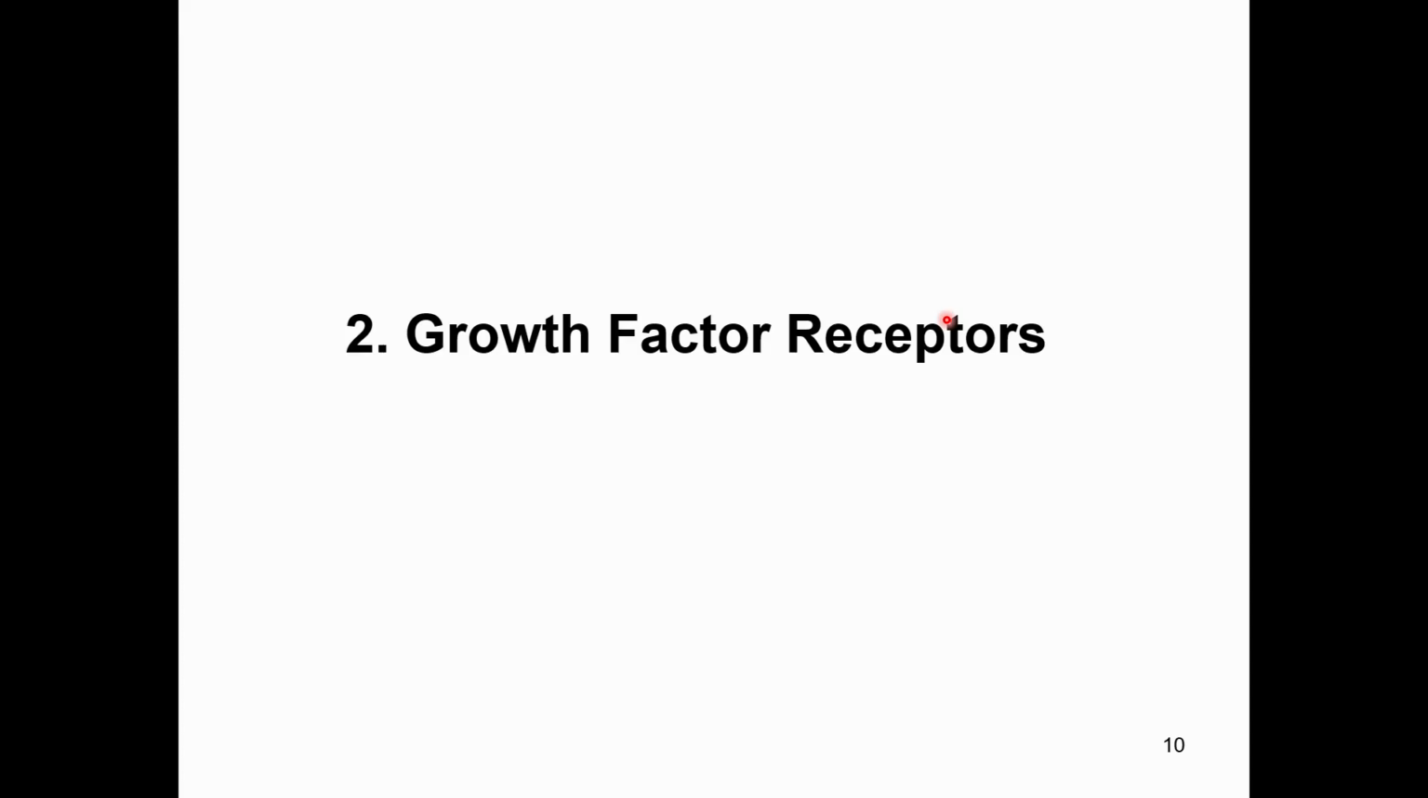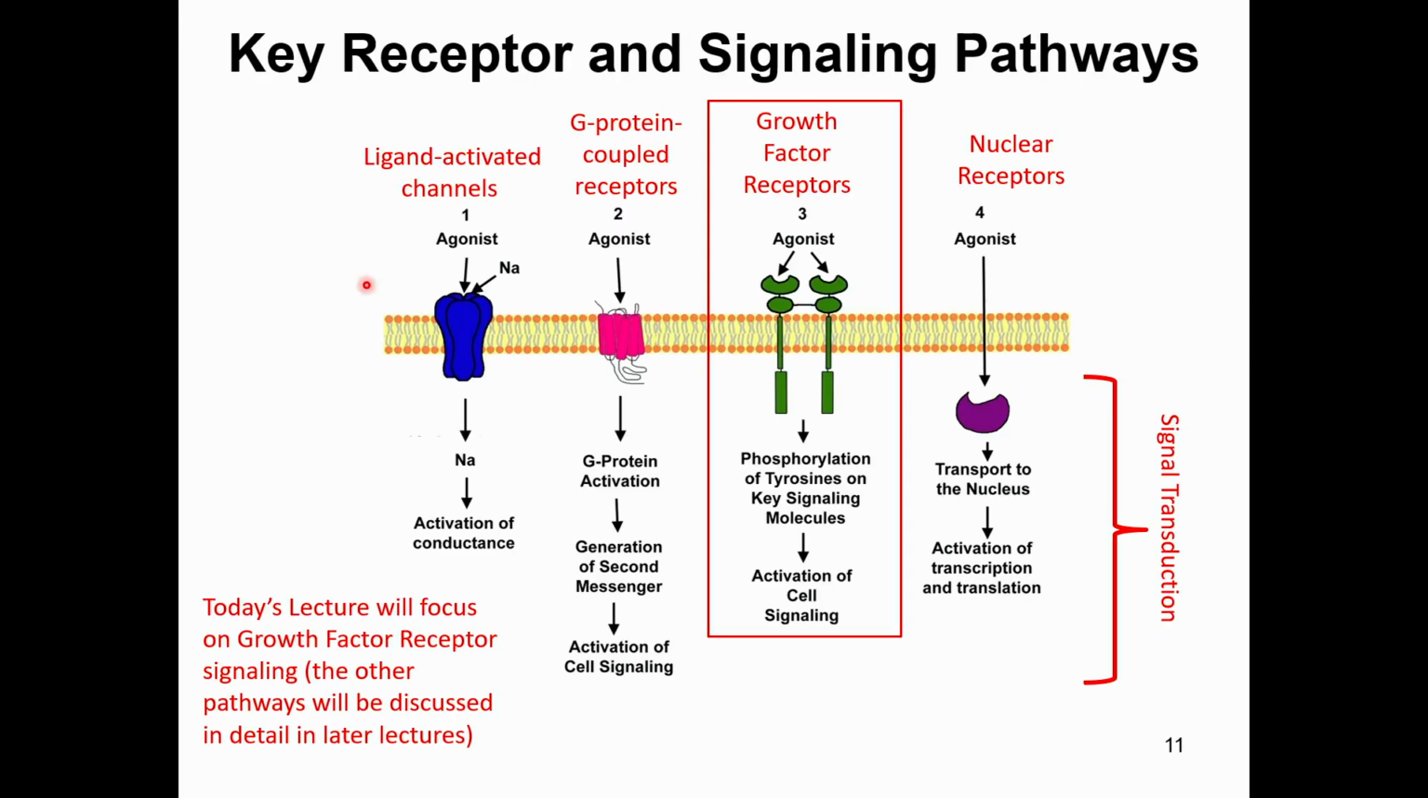All right. So that's general stuff on signaling pathways. But now let's get into growth factor receptors and use them as a case study of what actually goes on in some real-life signaling pathways. And once again, we're talking about this class of receptors here, the growth factor receptors.